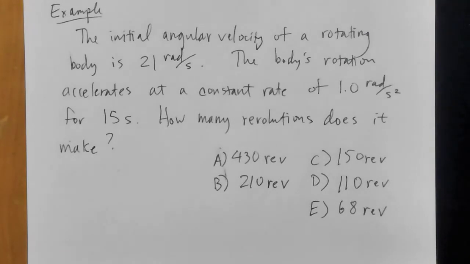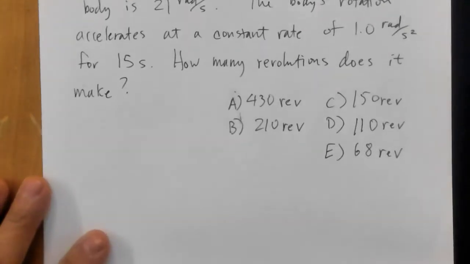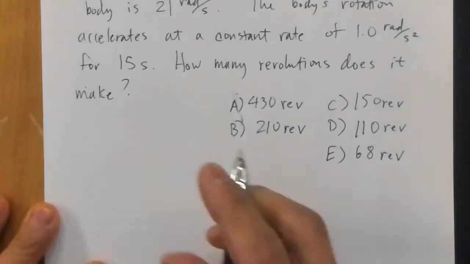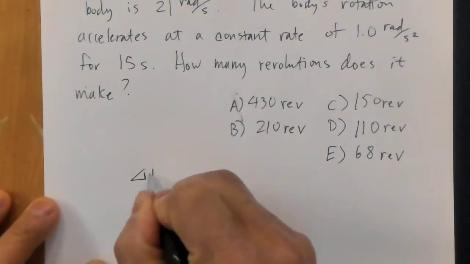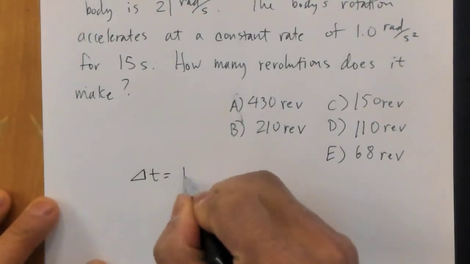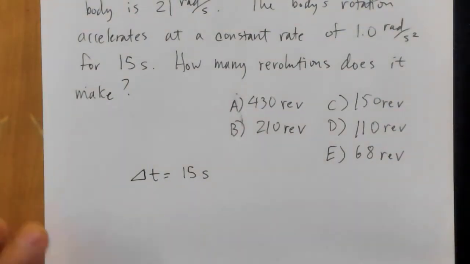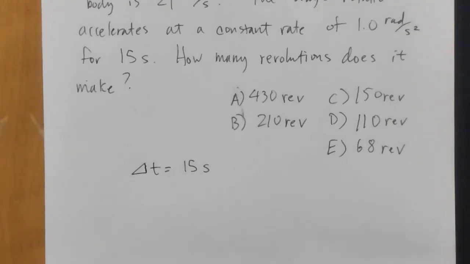Okay, let's close it up so we can do more problems later. Let's see what people have said. Okay, a lot of people say E. There's a bit of a spread though. Okay, so let's take a look. What do we know? We know the time, delta t. Delta t is 15 seconds. We know the initial angular velocity.